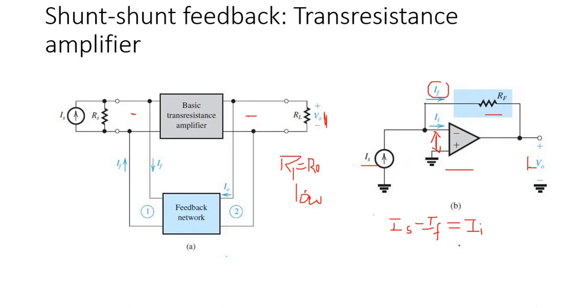So this is about the four types of topologies. The series-shunt feedback topology, which is also called a voltage amplifier. The shunt-series feedback topology, which is called a current amplifier. Next is the transconductance amplifier, which is the series feedback topology. And the fourth one is the transresistance amplifier, which is the shunt feedback topology.